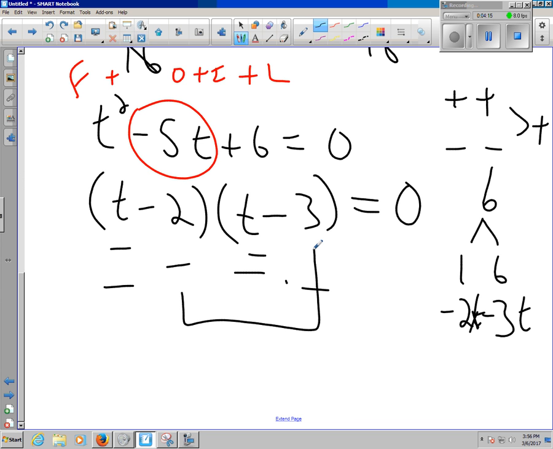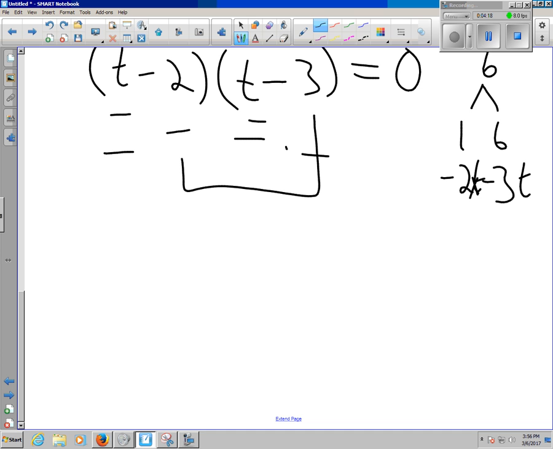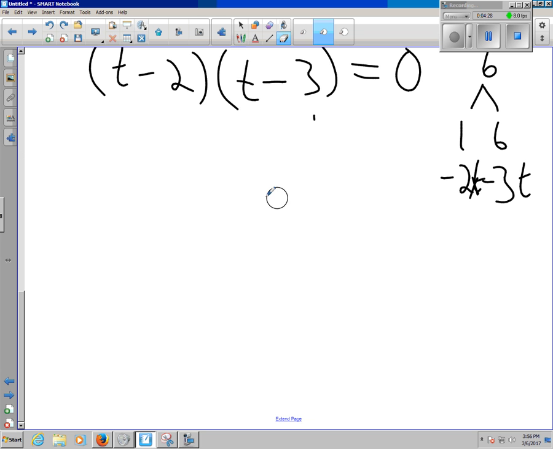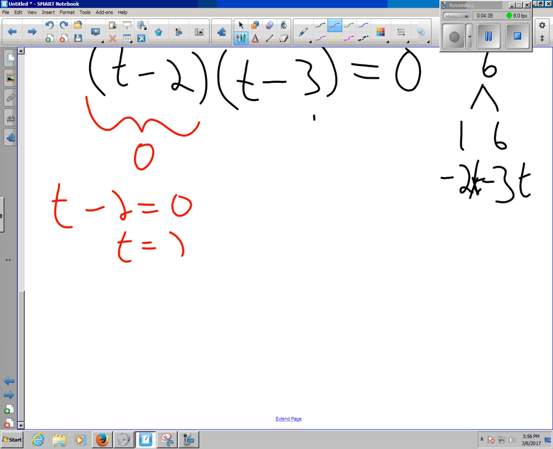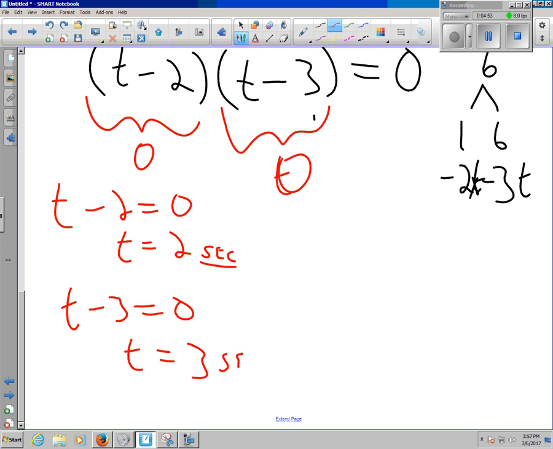So this is great. We can use that zero product property, like we did earlier, to say, well, if the first term was equal to 0, then the whole thing would be 0. If this was equal to 0, then the whole thing would be 0. So we say, well, t minus 2 equals 0, which means t equals 2. Okay, that's a valid answer. It's not negative. Or we get to the second option, which maybe t minus 3 is 0. Well, if that's the case, then t would equal 3 seconds, which is also valid.